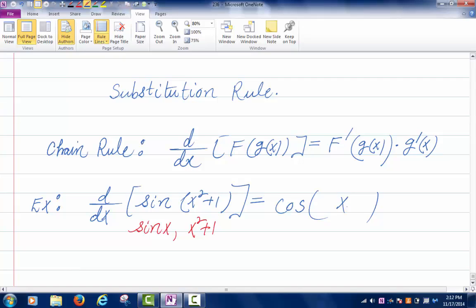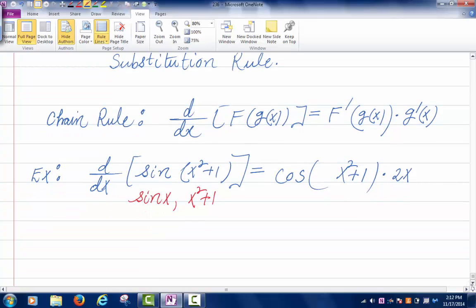However, you have to evaluate the derivative of the outside at what? You have to evaluate the derivative of the outside at the inside, which means that you replace x by the inside, which means this, right? So take the derivative of the outside, evaluate it at the inside, and then you multiply by what? The derivative of the inside, which is what? 2x. Is everybody okay with that?